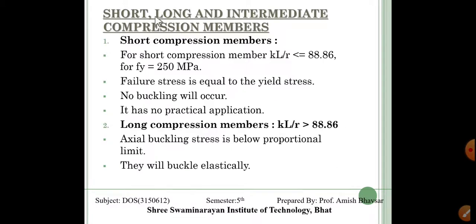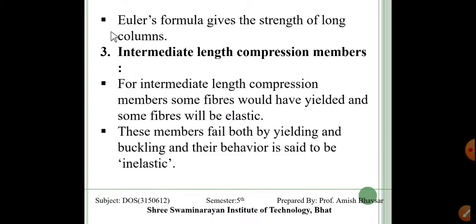Short column and intermediate compression member. Short, long, and intermediate. For a short compression member, KL upon r is less than 88.86 for fy 250. Failure stress is equal to the yield stress. No buckling will occur. It has no practical application. For a long column member, KL upon r is greater, and axial buckling stresses are below the proportional limit. They will buckle elastically. Euler's formula gives the strength of the long column.